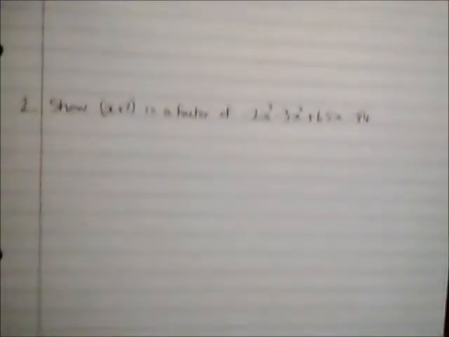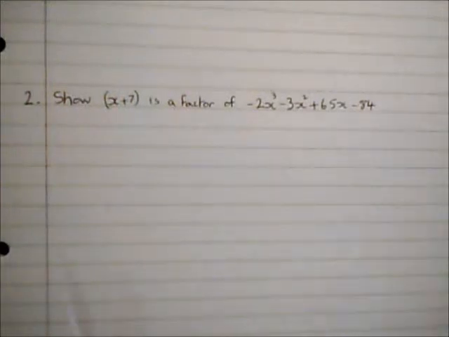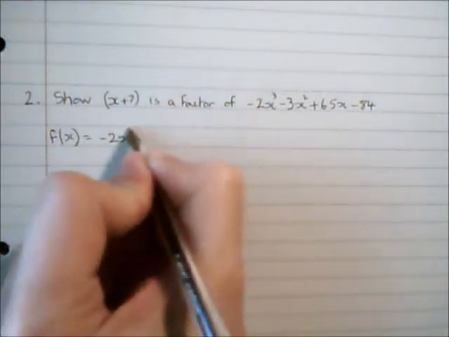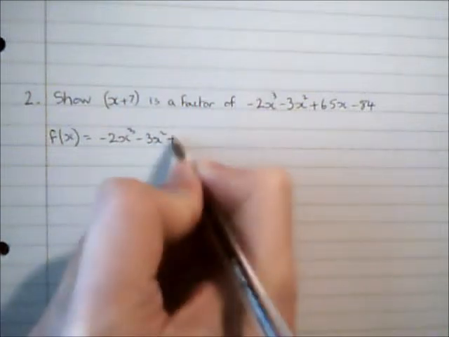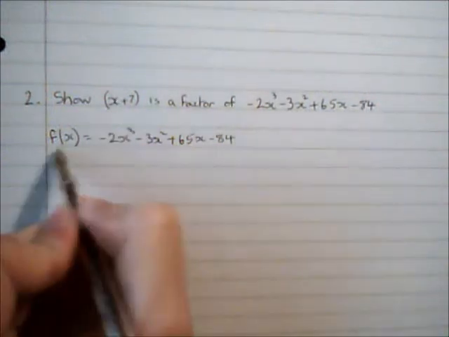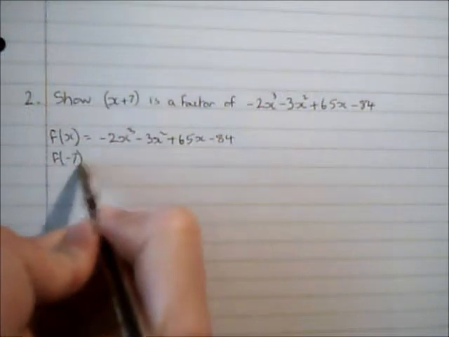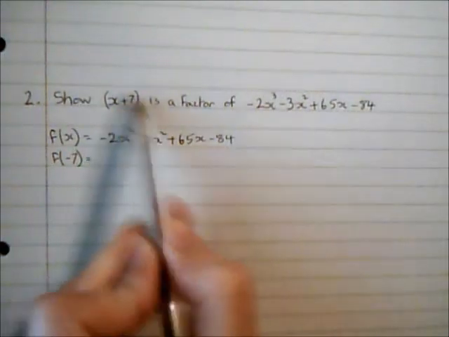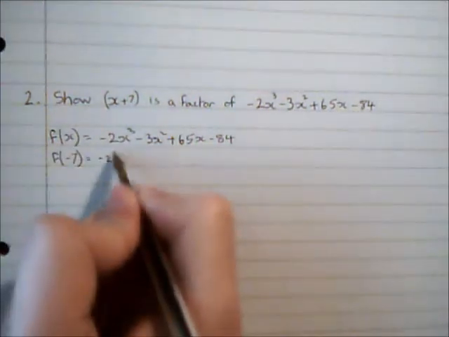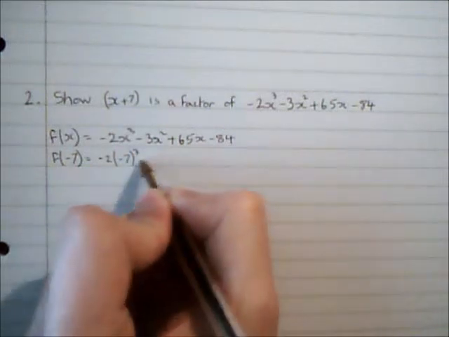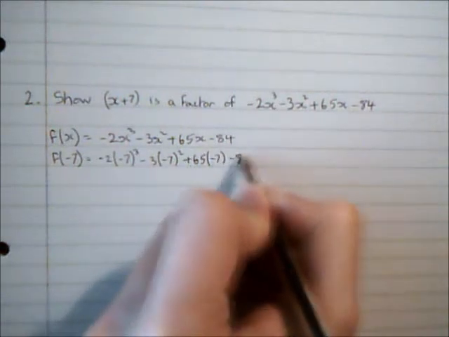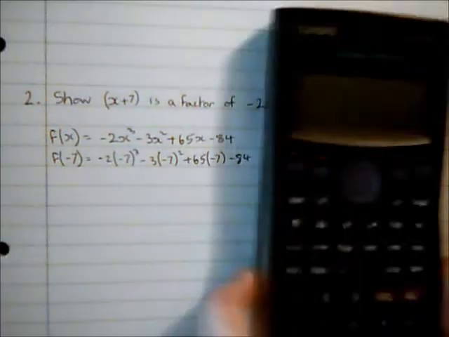So we can go through exactly the same process here with this second question. So I'm going to again define this polynomial as a function of x. And I'm going to evaluate this time f of negative 7. Because if x is negative 7, then this bracket is 0, which would then make the resulting polynomial 0. So then I'm going to substitute in negative 7. And again, I'm going to evaluate that using the calculator.